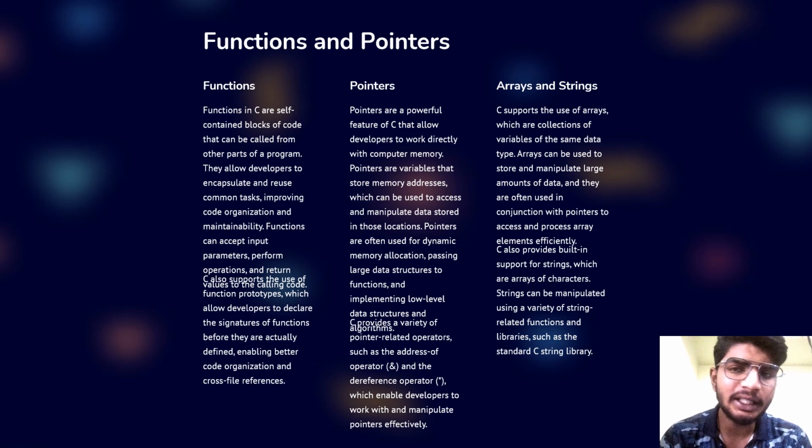Arrays and strings. C supports the use of arrays, which are collections of variables of the same data type. Arrays can be used to store and manipulate large amounts of data, and they are often used in conjunction with pointers to access and process array elements directly. C also provides built-in support for strings, which are arrays of characters. Strings can be manipulated using a variety of string-related functions and libraries, such as the standard C string library.